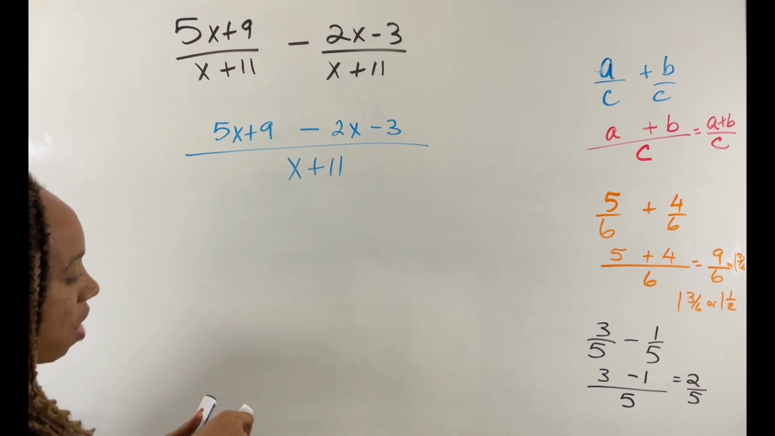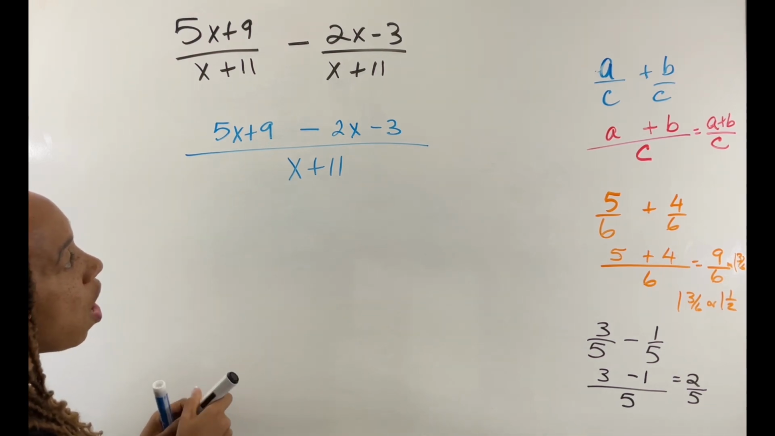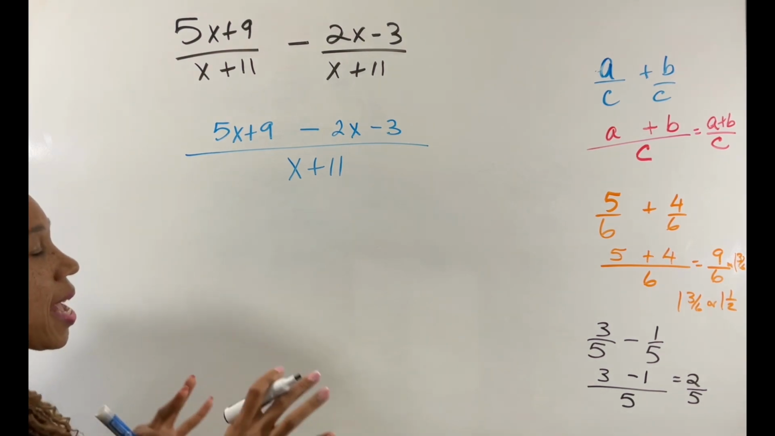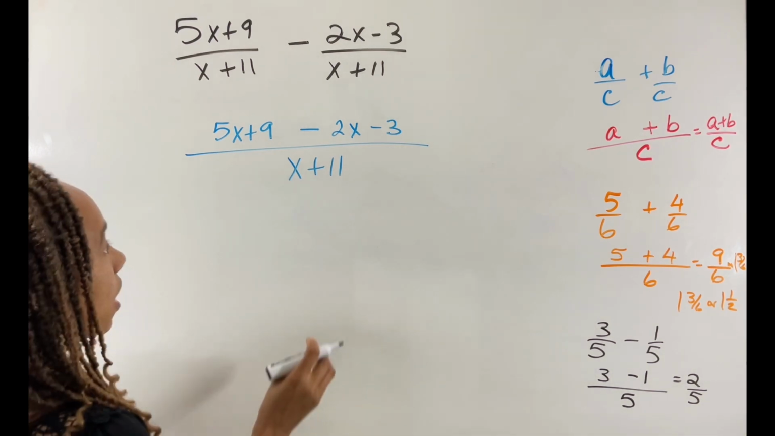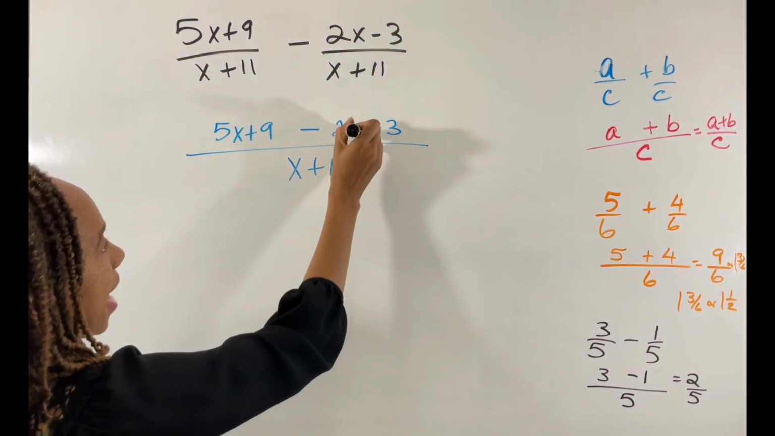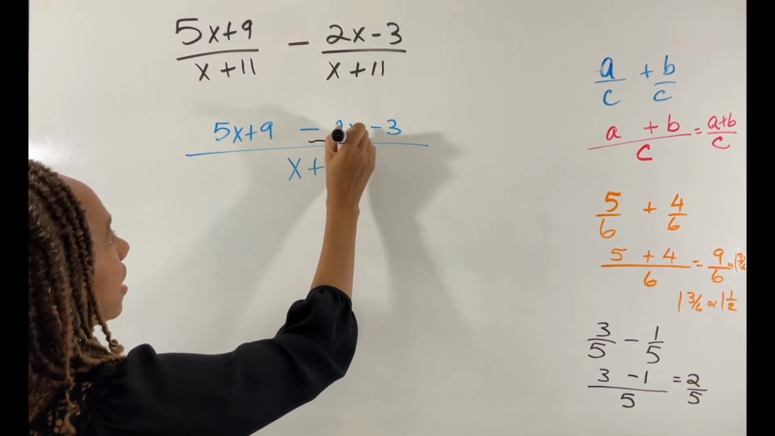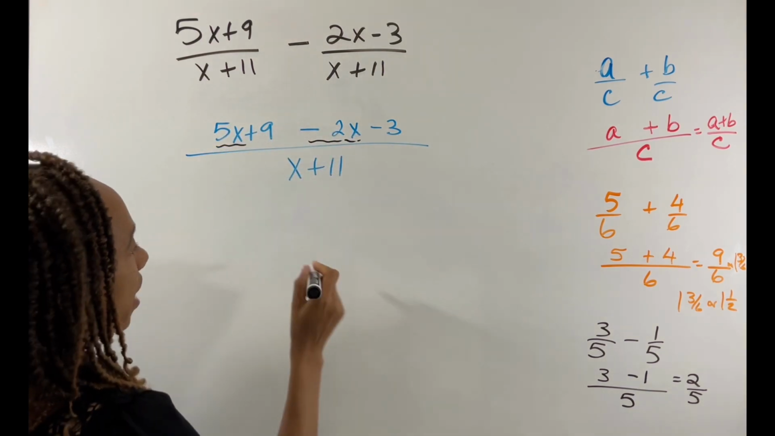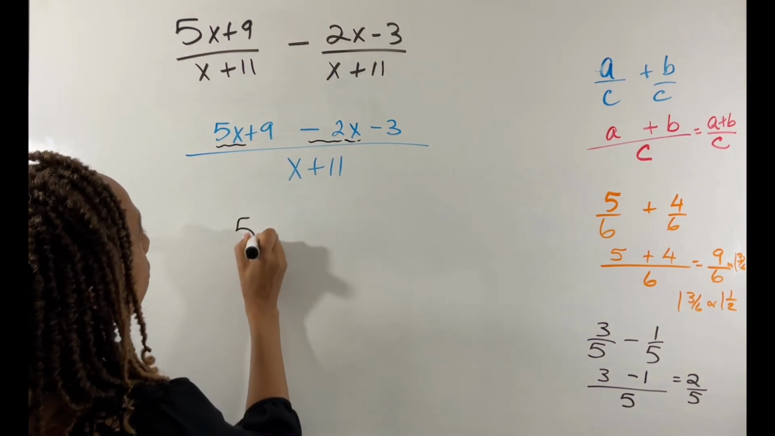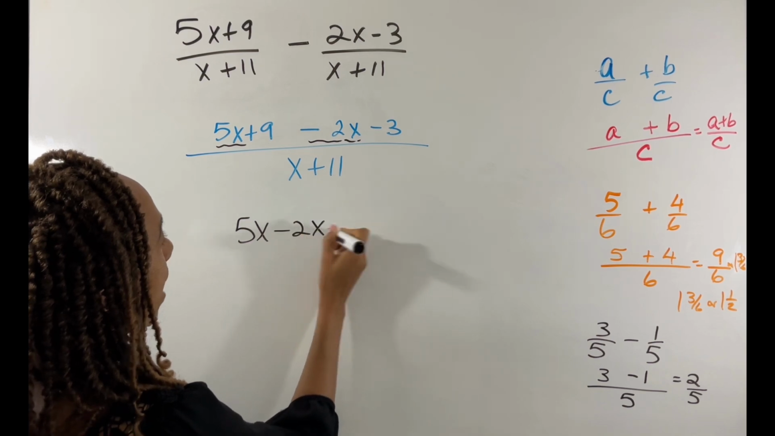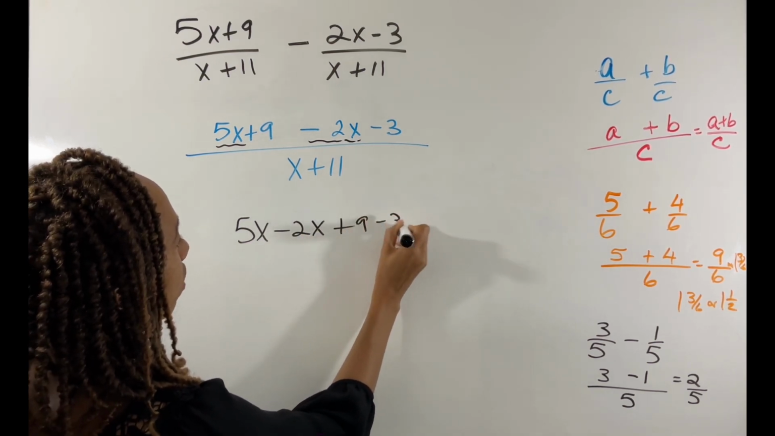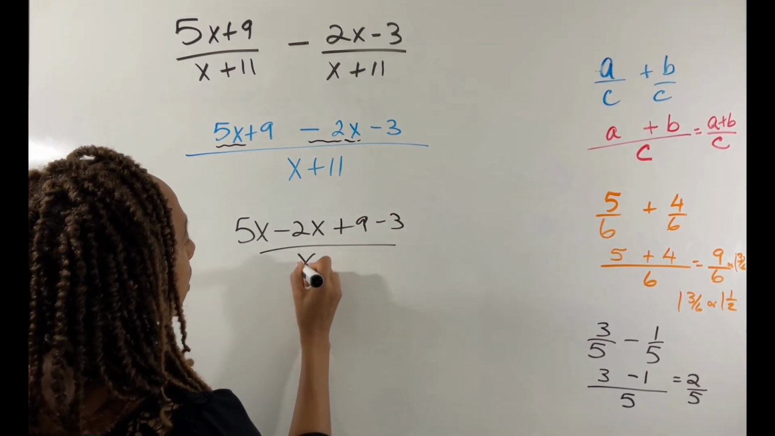Our next step now is that we are going to add our like terms, or we'll say we are going to combine our like terms. And in this case, we have a subtraction sign here. So we're going to deal with this, put it together, and I'm going to have 5x minus 2x plus 9 minus 3 over x plus 11.